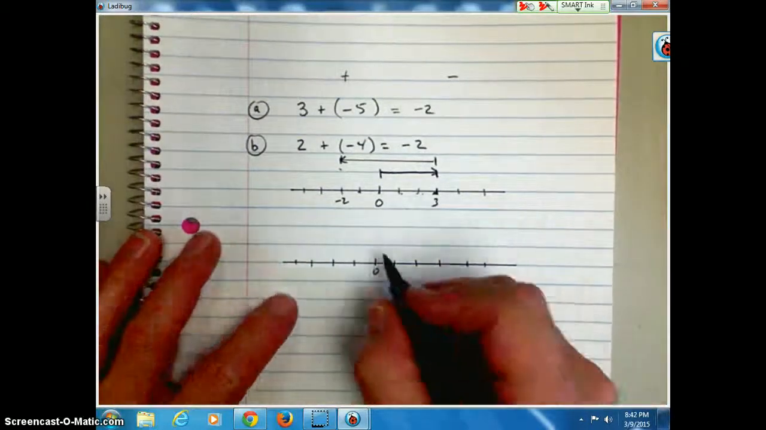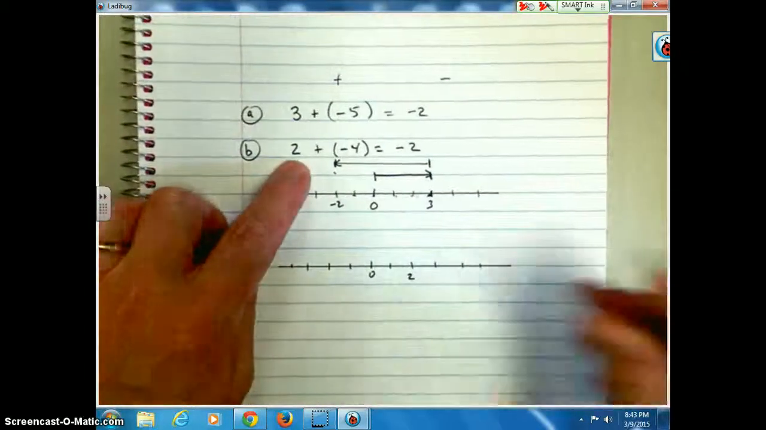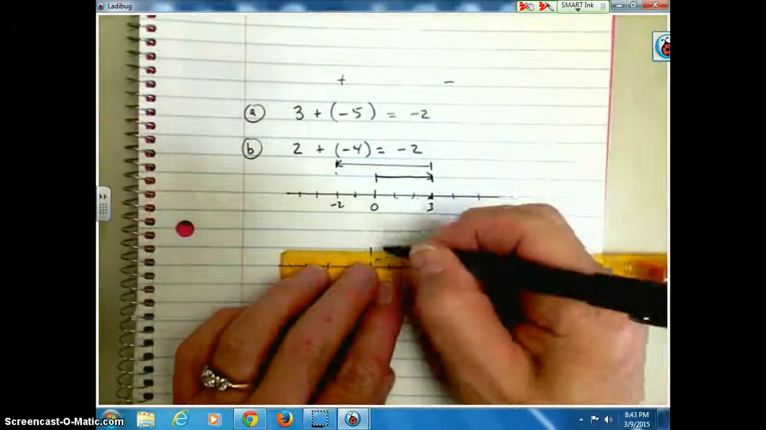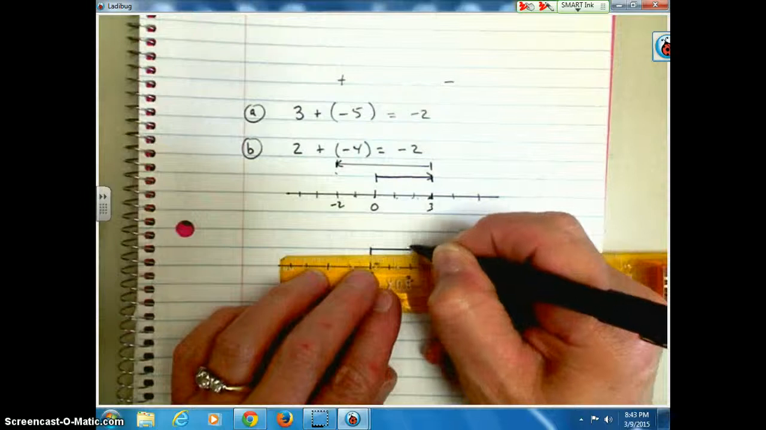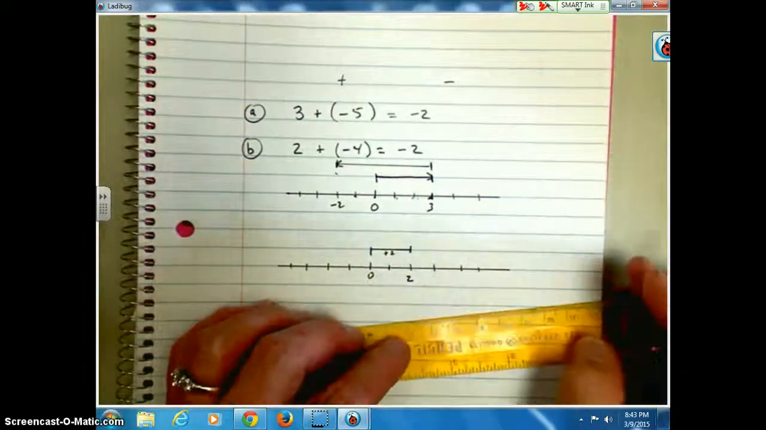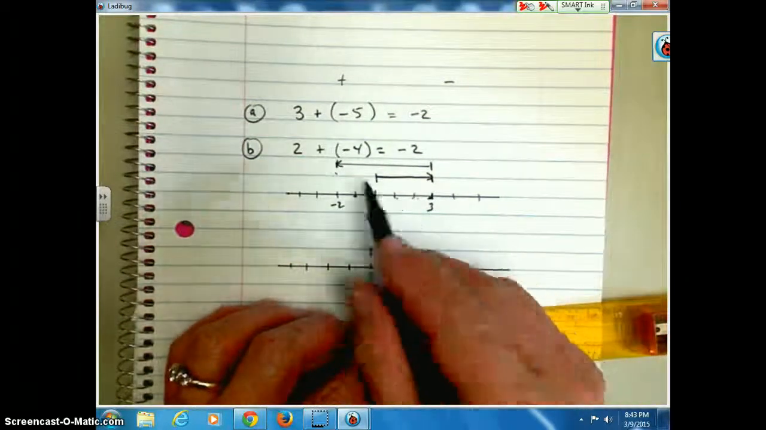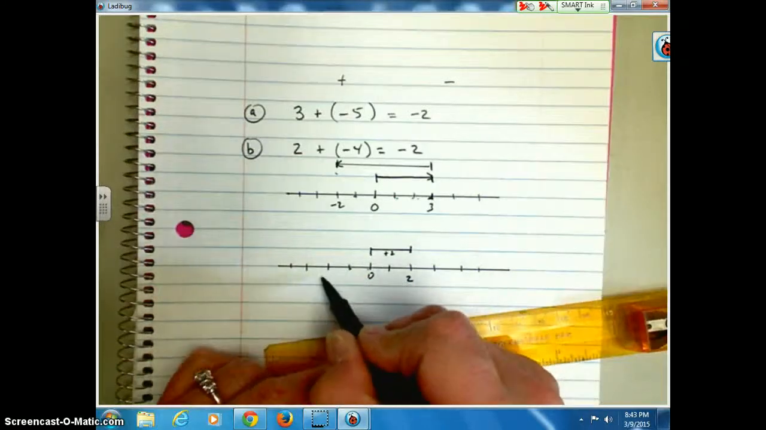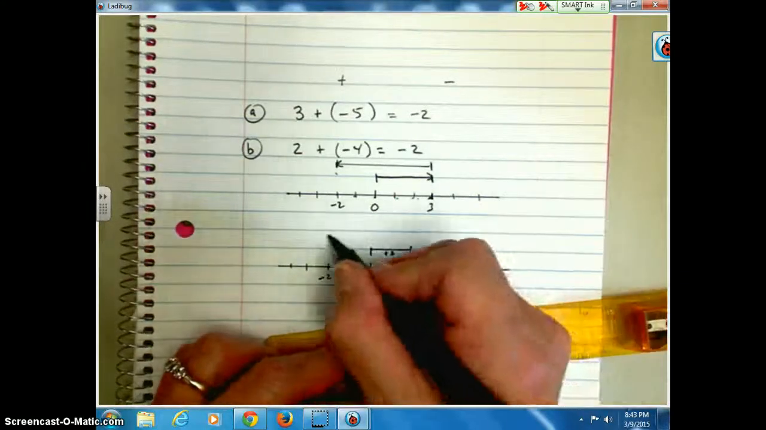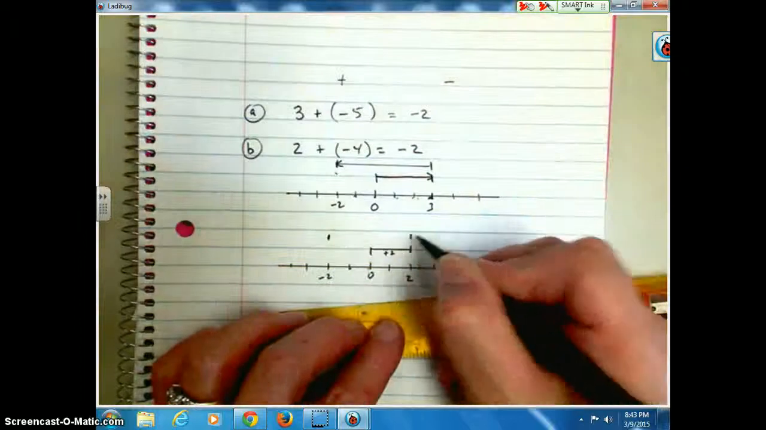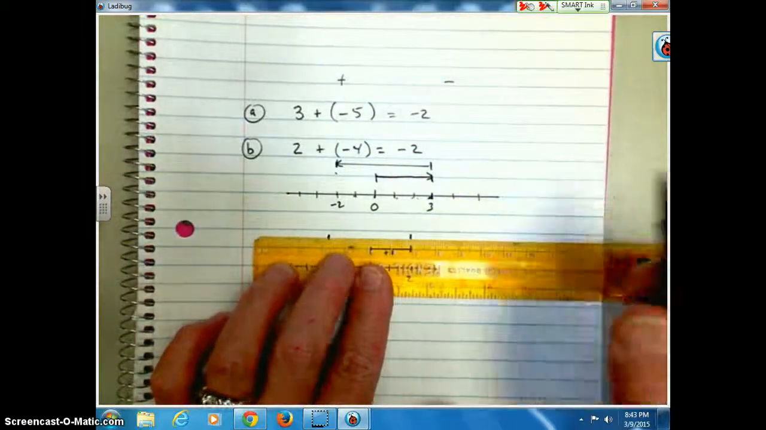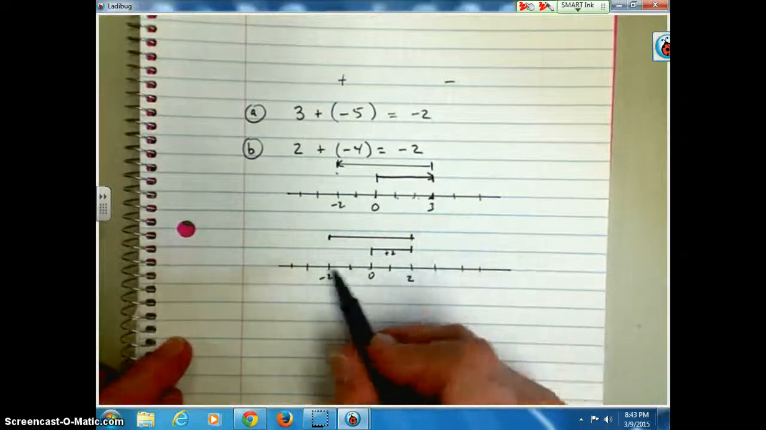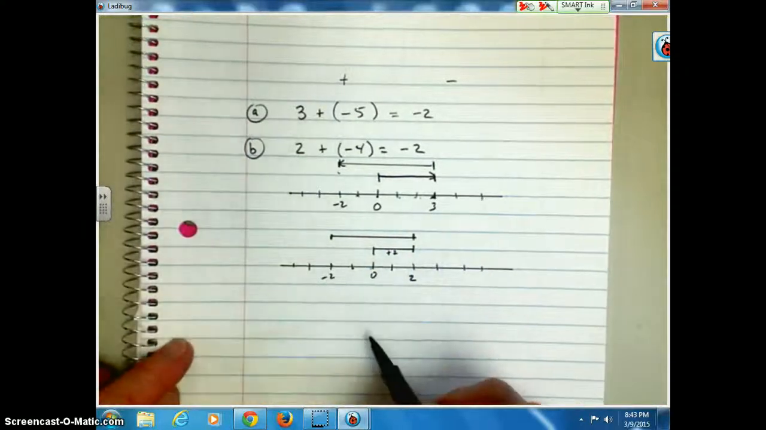We start with 2, and so we go forward 2, so to the right for 2, positive 2, so plus 2, and then we're going to go negative 4, so we're going to go back 1, 2, 3, 4, and this is a negative 2, so we're going to end up back over here. So we're going from positive 2, and we're going to go back negative 4 places, but we land on negative 2.